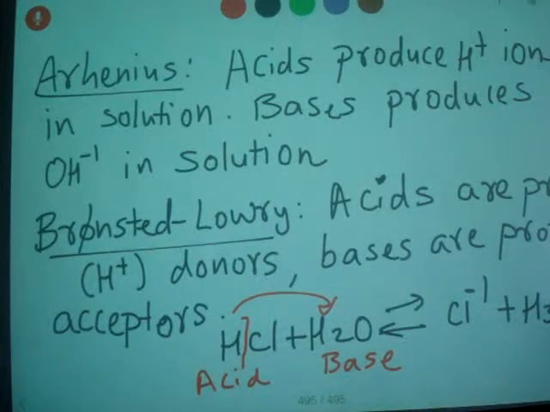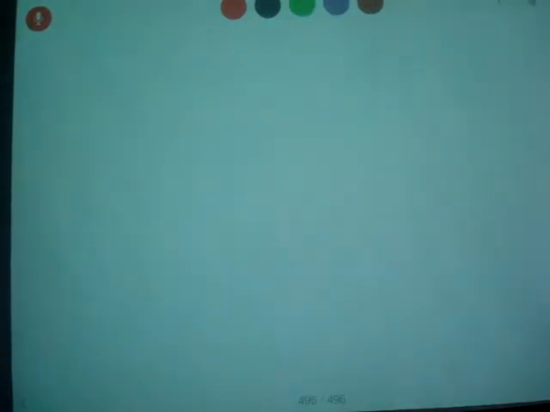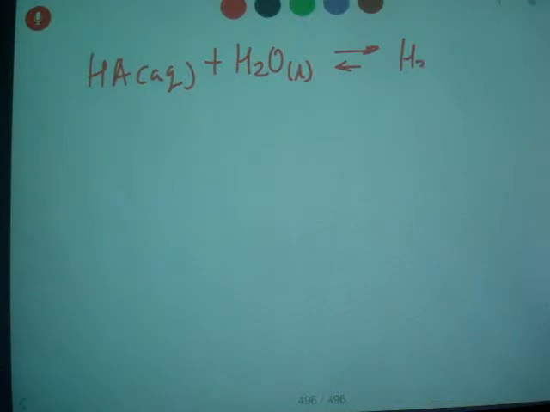Now we are going to define conjugate acid and base. So let's see in our next slide. Let's say HA is an acid in water, H2O liquid, which is in equilibrium with H3O+ aqueous, and A- aqueous.